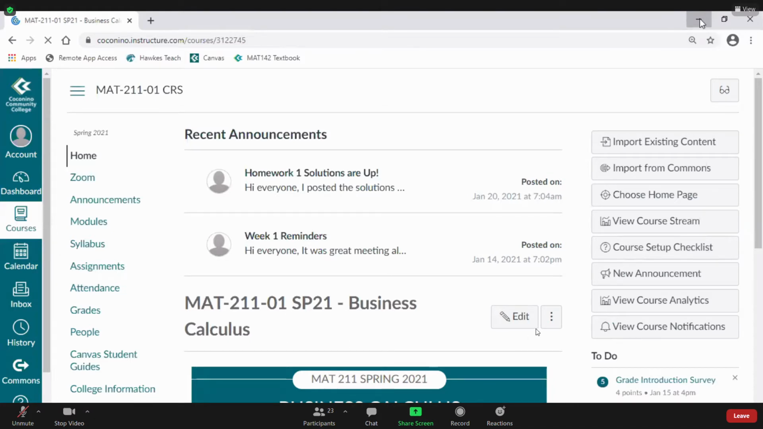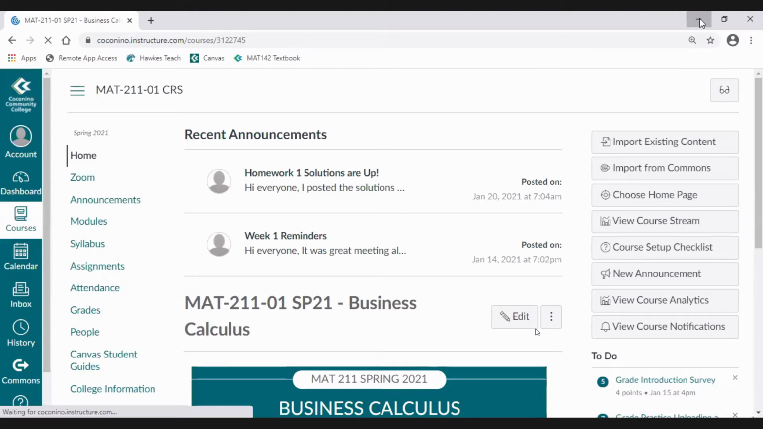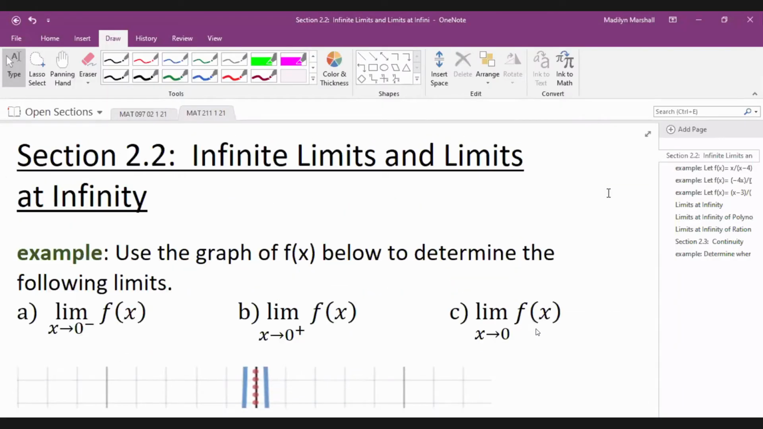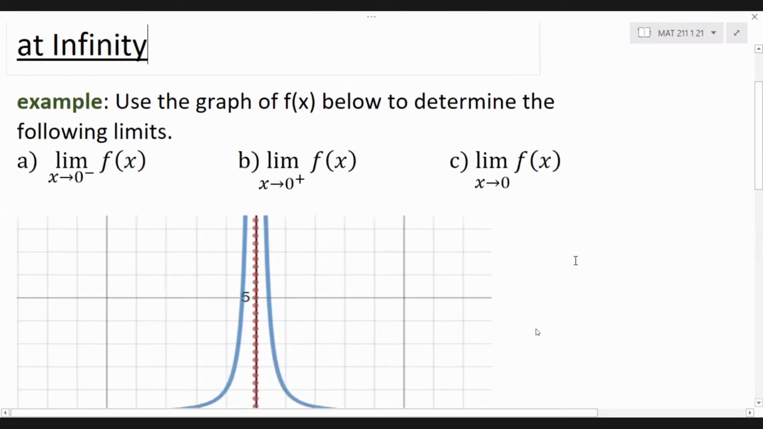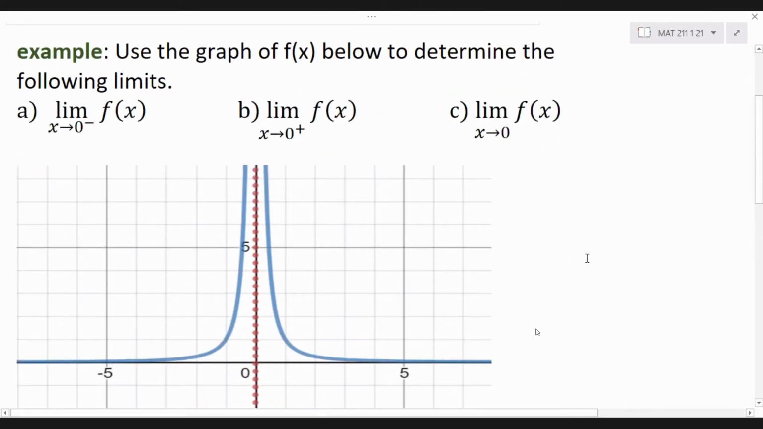We did a little bit talking about asymptotes, and today we're going to talk more about asymptotes. So section 2.2 is titled Infinite Limits and Limits at Infinity. So these are limits that deal with infinity in some way. And I'm going to scroll down. So here is our first question.